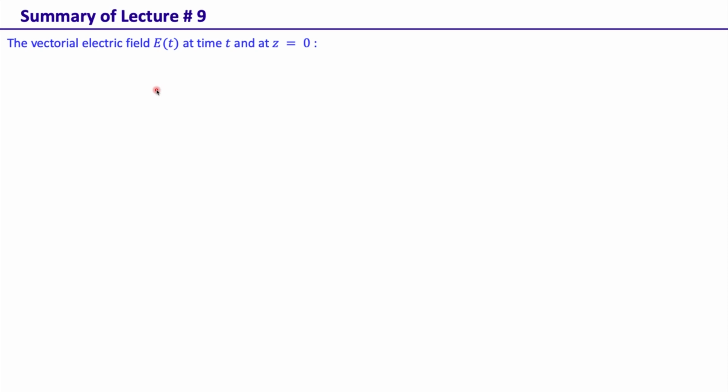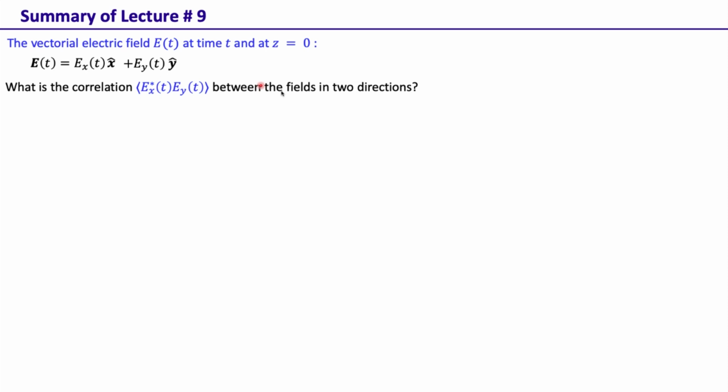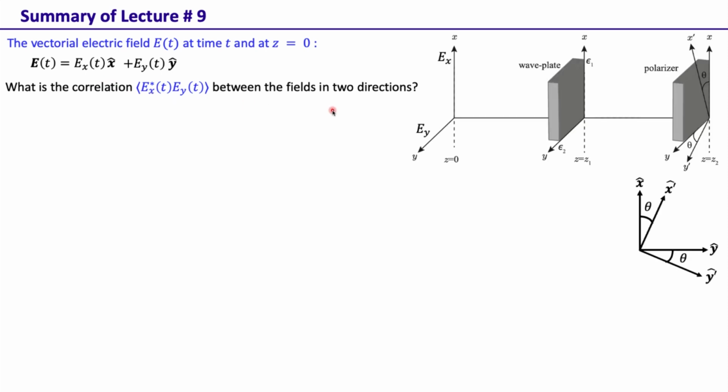A vectorial electric field has two components. These are the polarization components. The way a vectorial electric field is written is the following: the electric field E has an X component and a Y component. And then here we ask how the electric field vibrations in the two different directions are correlated. The way to answer this question is through this kind of an interferometer.